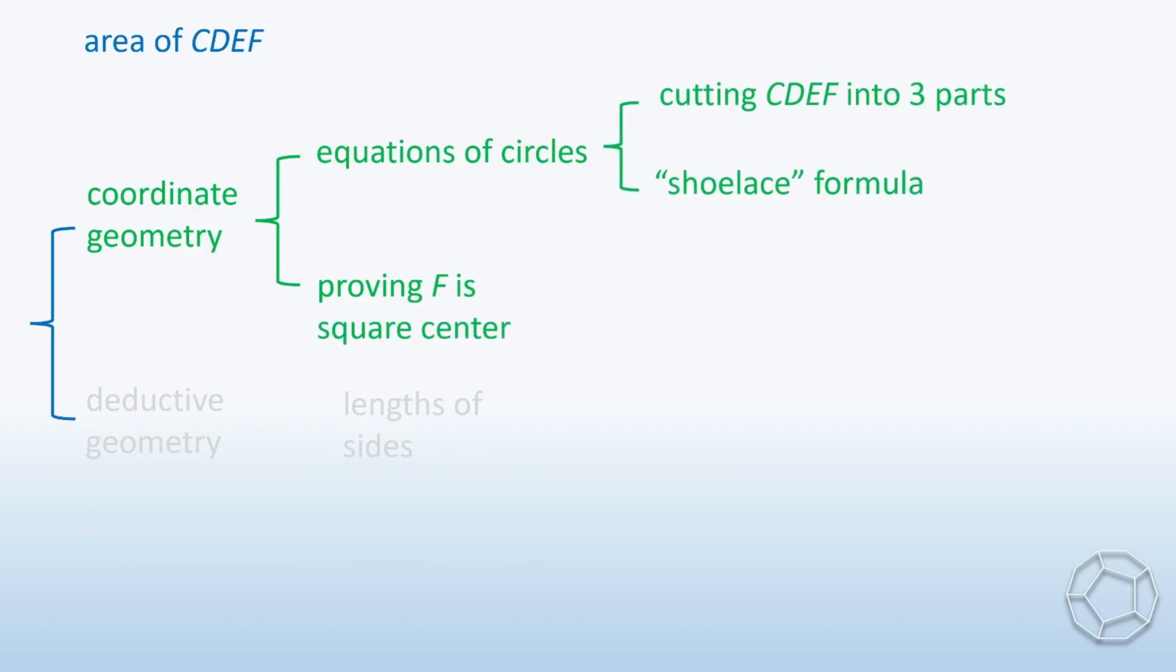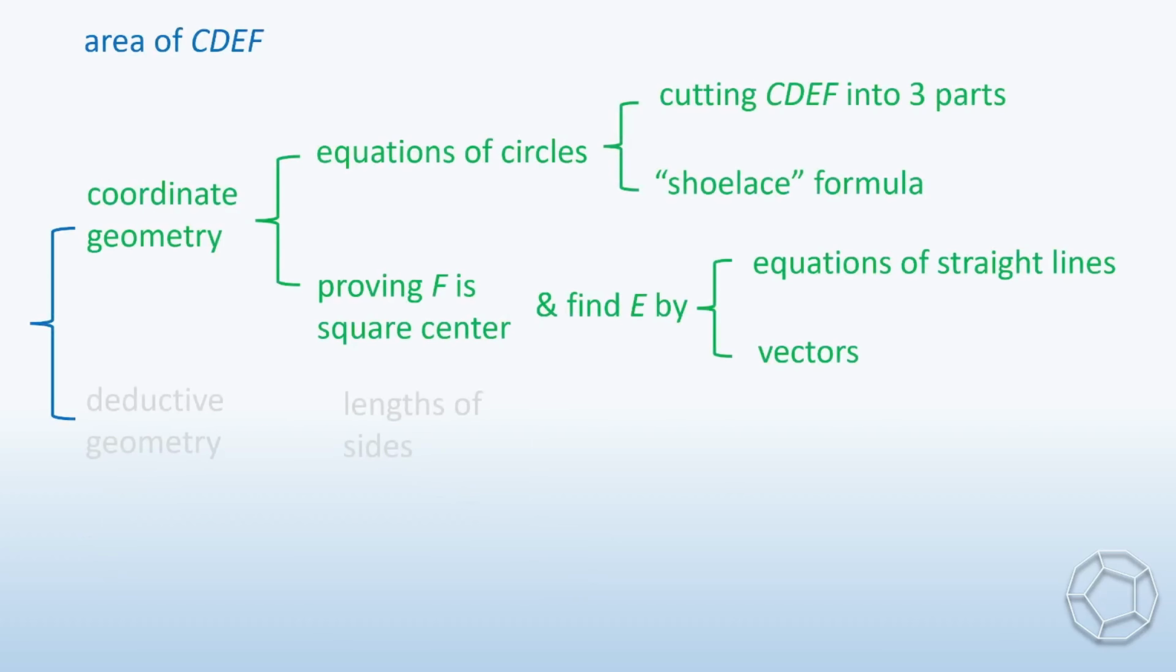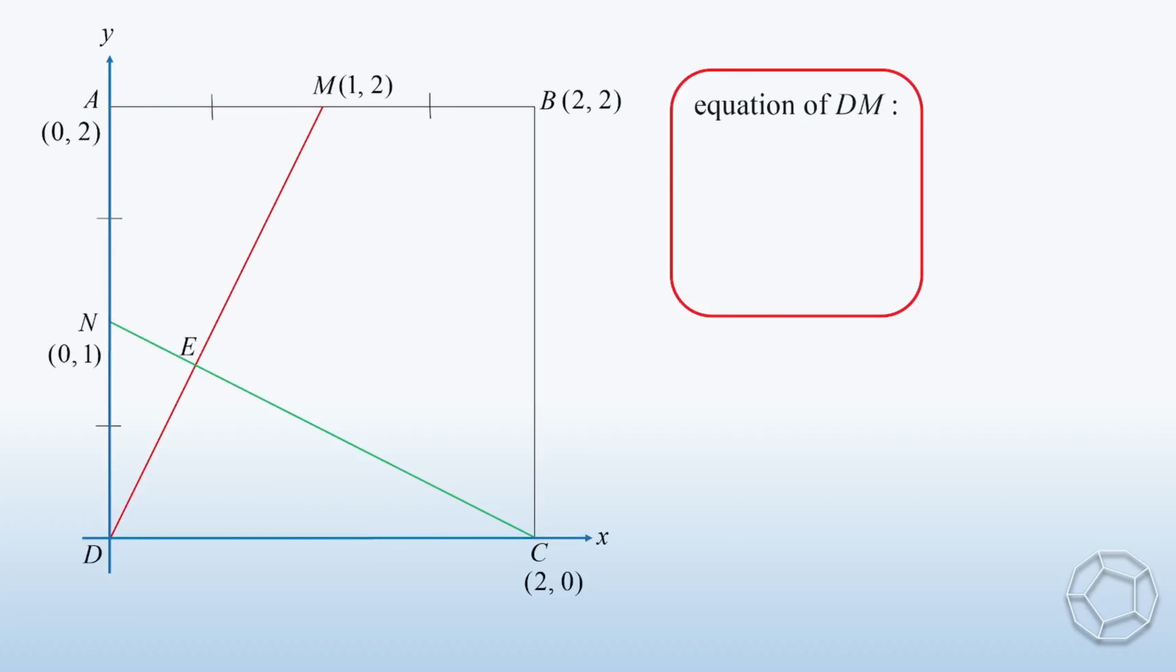At this moment, we also have two branches to solve it. The first one is equations of straight lines, and the second one is by vectors. Let's start with the first method. For the red line DM, we have the coordinates of 2 points. So the equation is y minus 0 over x minus 0 is equal to 2 minus 0 over 1 minus 0. We have y is equal to 2x. Let's call this equation 3.